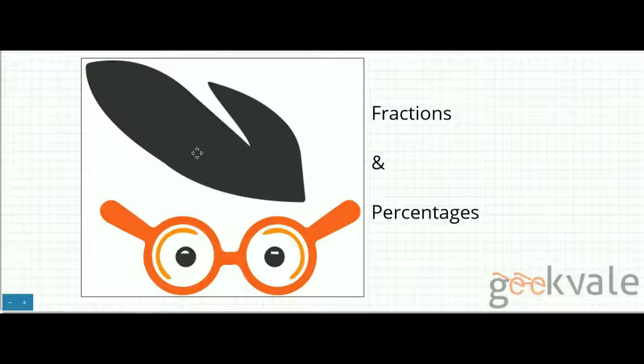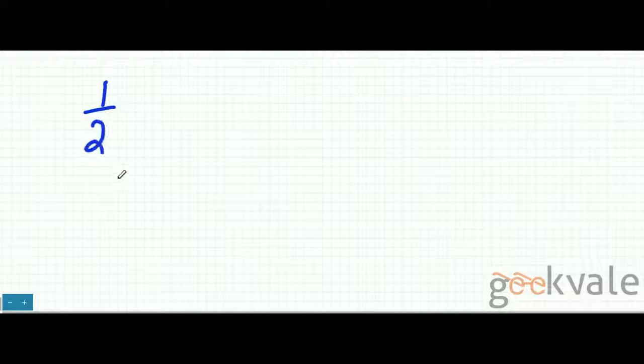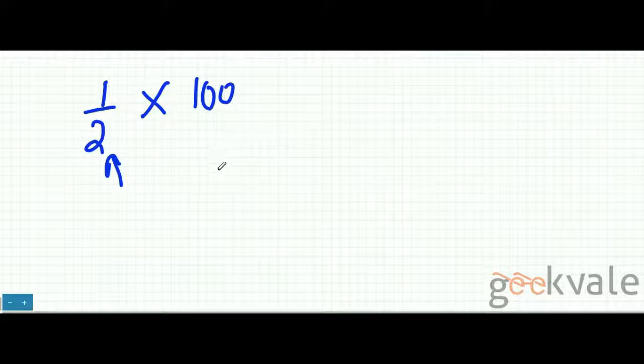We're going to talk about fractions and percentages, how to convert fractions to percentages and how to go back. That is, how to convert a percentage to a fraction. Suppose I have been given a fraction, something like 1 over 2, half. Really simple. All you need to do to convert a fraction into a percentage is multiply by 100. That's it. It's as simple as that.